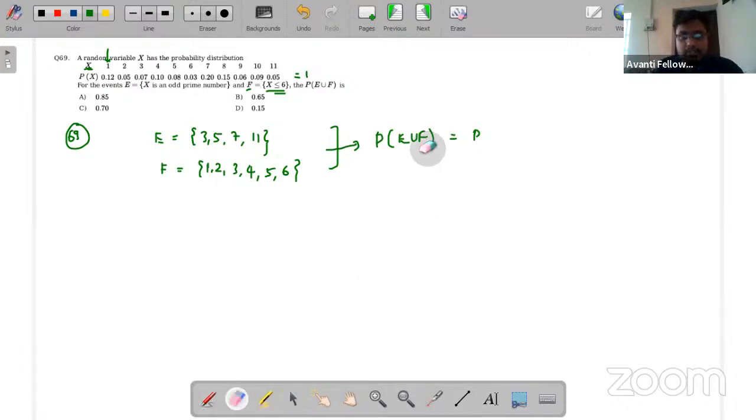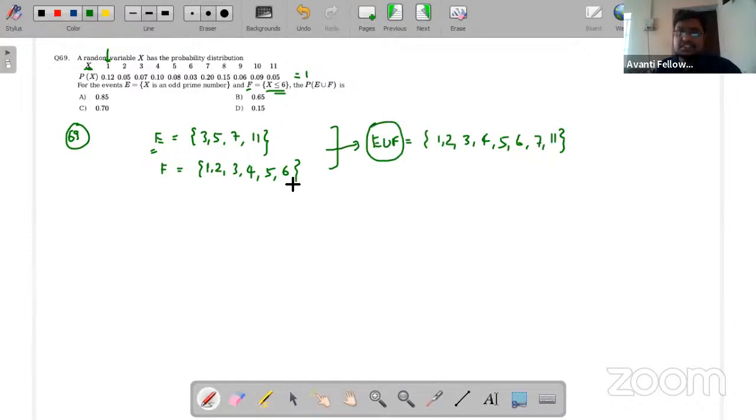Instead of finding the probability first, we'll find E union F. So E union F will be 1, 2, 3, all these 6 points we take from F, starting from 1. Now, whatever extra points are there in event E, we write those also. So 3 and 5 we have already taken, 7 and 11 we also have to take. So this is my E union F, which is another event.